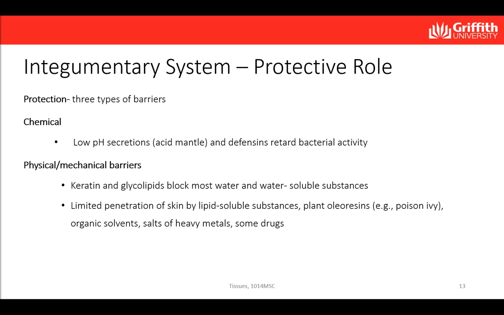However, there are substances that can penetrate the skin in limited amounts, and these are usually lipid-soluble substances, such as organic solvents, salts of heavy metals, and selected drugs. The biological barrier includes the dendritic cells of the epidermis and the macrophages of the dermis. These cells are active elements of the immune system, and they patrol the skin and its layers to look out for any pathogens.